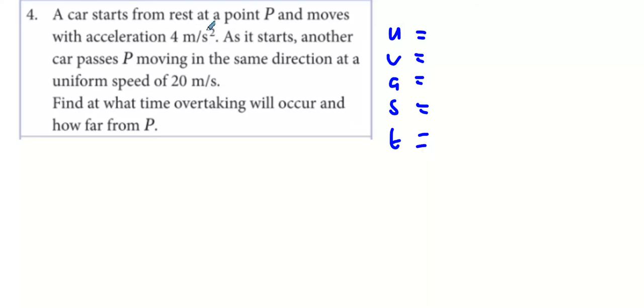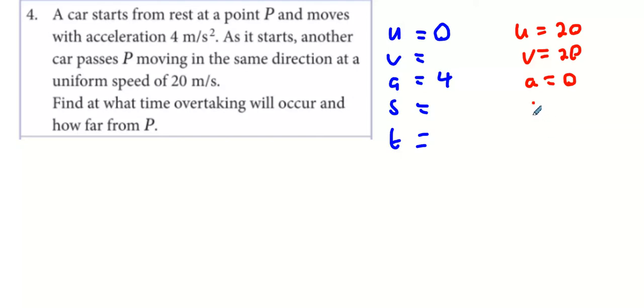Now, what can we say about the blue car? Starts at acceleration. Okay. Can't say much, can I? Not great. What about the red car? U value? P value? Why is it 20? Has no acceleration. Okay. At what time will overtaking occur and how far from P?